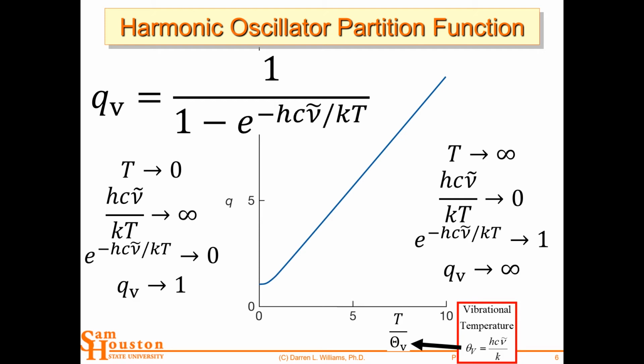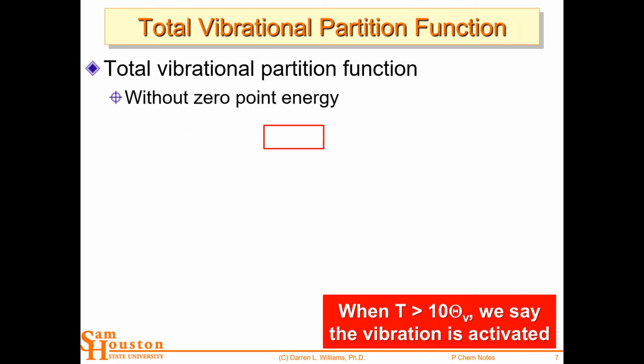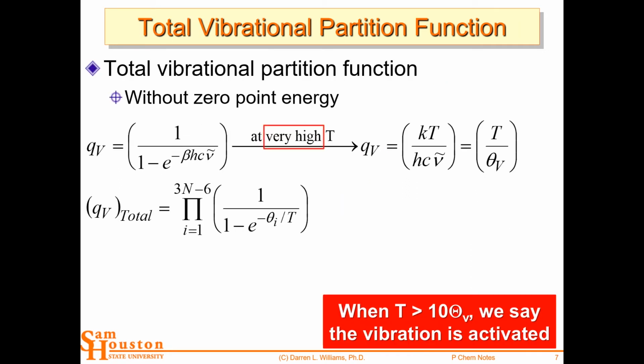And so this little theta is the vibrational temperature. So that's the temperature of the room, or the thermal energy, divided by the vibrational temperature. And so we could take that substitution, take hc nu over k out and just put in a theta v. And so that shows up on the next slide here. So this partition function at very high temperatures just essentially goes to a linear equation of T over theta v, where theta v is the vibrational temperature.